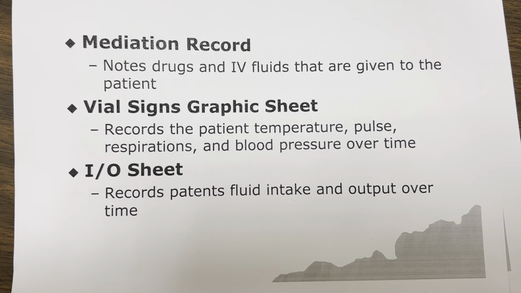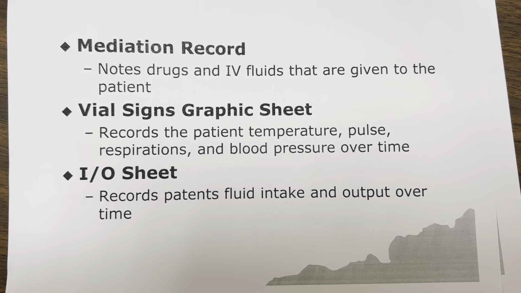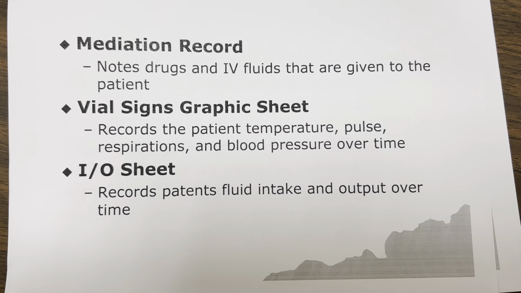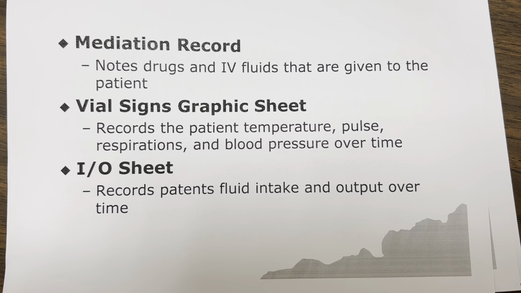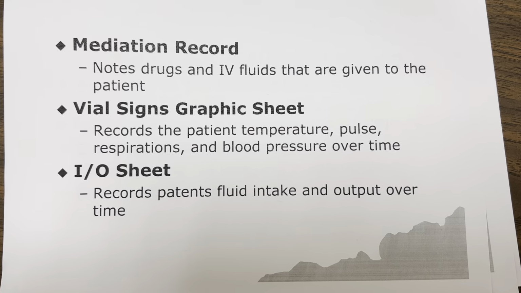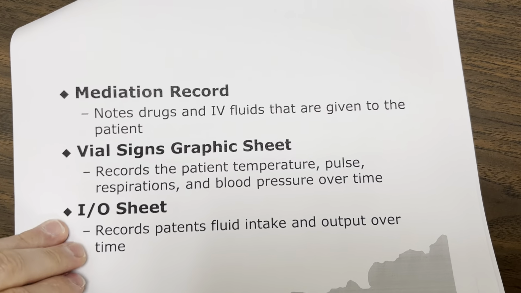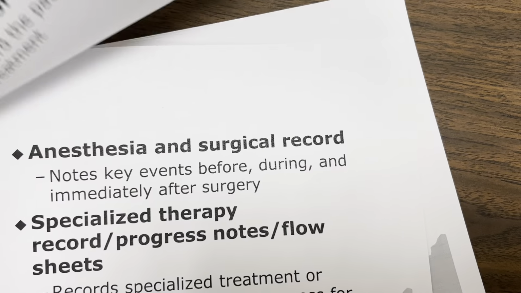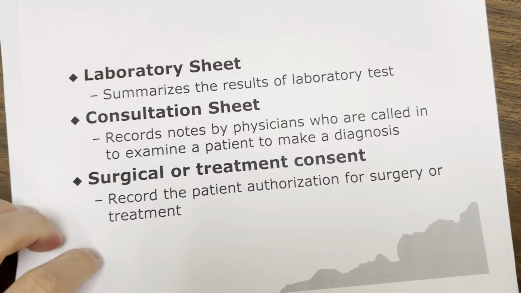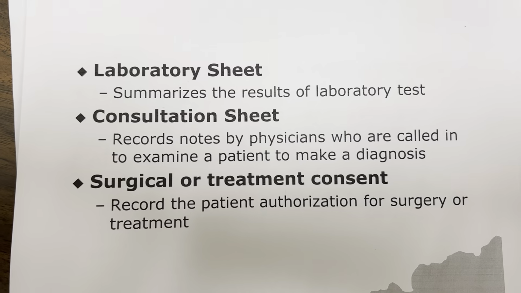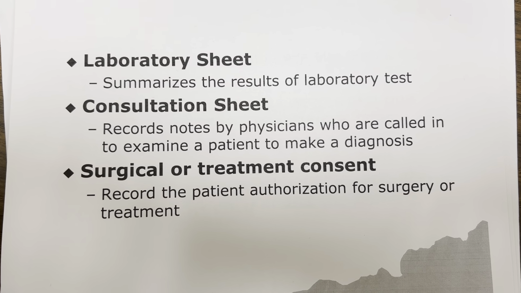Vital signs graphic sheet. Records the patient's temperature, pulse, respiration, and blood pressure over time. I/O sheet. Records patient's fluid intake and output over time. Laboratory sheet. Summarizes the results of laboratory tests.